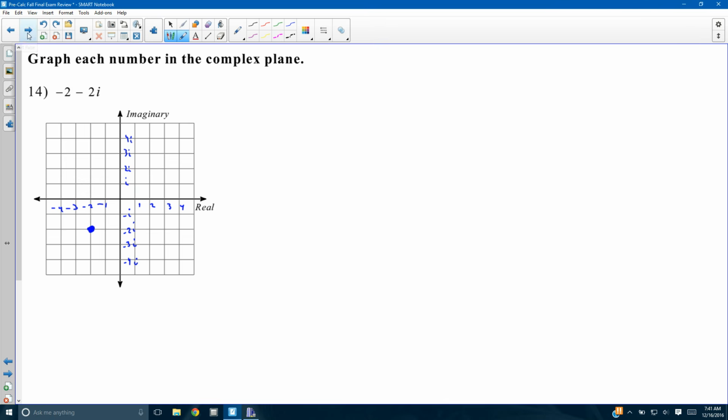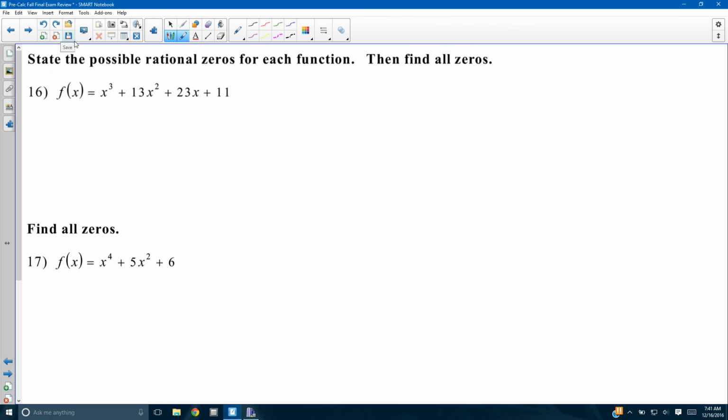That's it. Number 16, state possible rational zeros for each function, then find all zeros. Possible rational zeros, in this case I'm going to take all factors of this number here, and I'm going to call those numbers p. And I'm going to take all factors of this number right here, and I'm going to call those factors q. Now, there aren't too many to speak of.